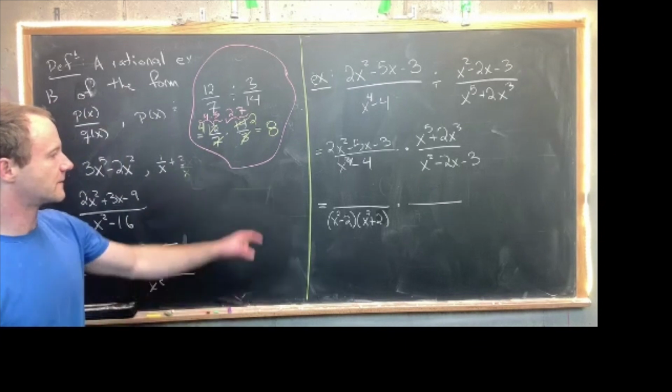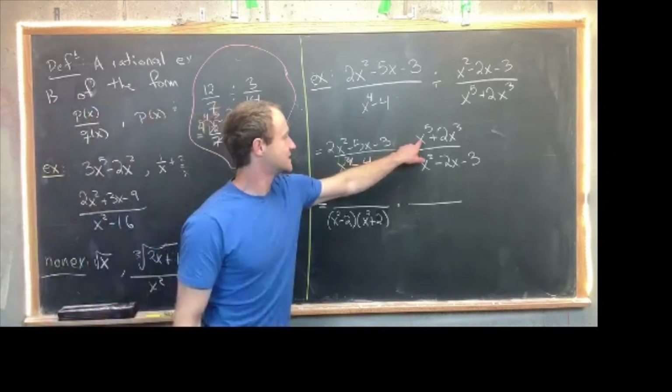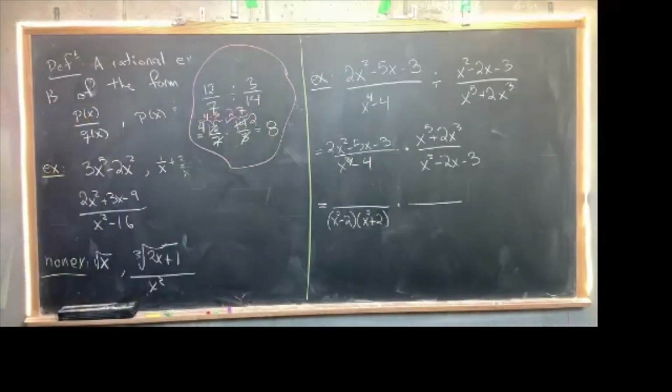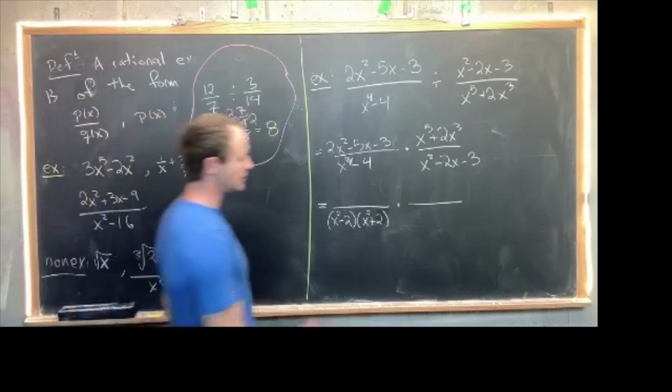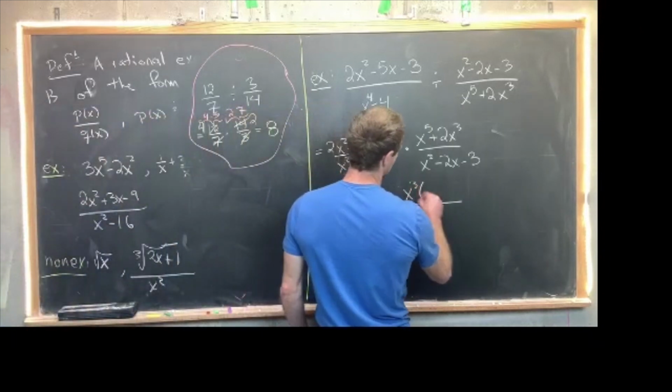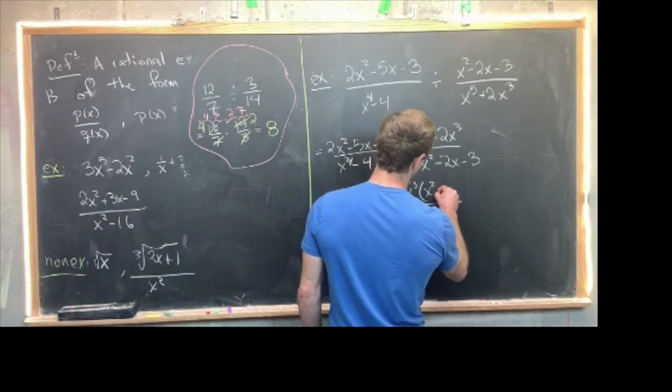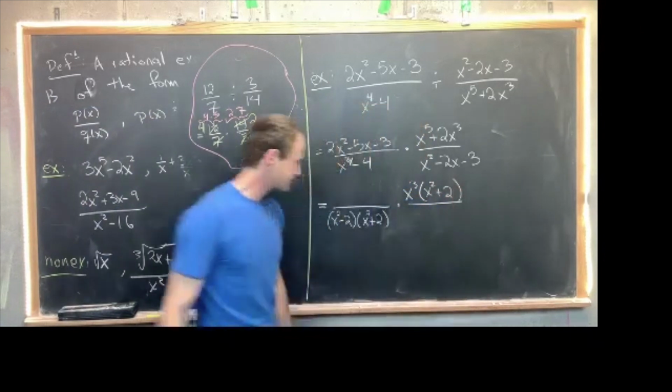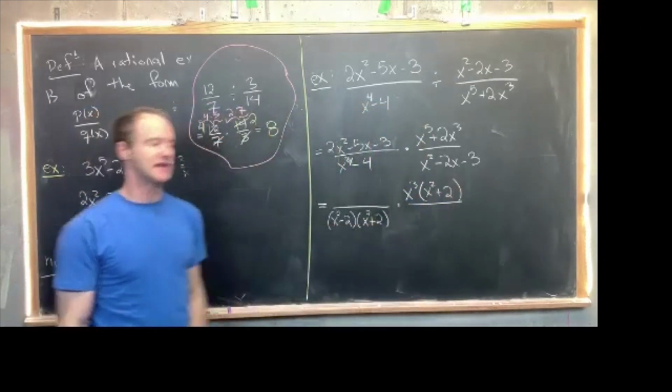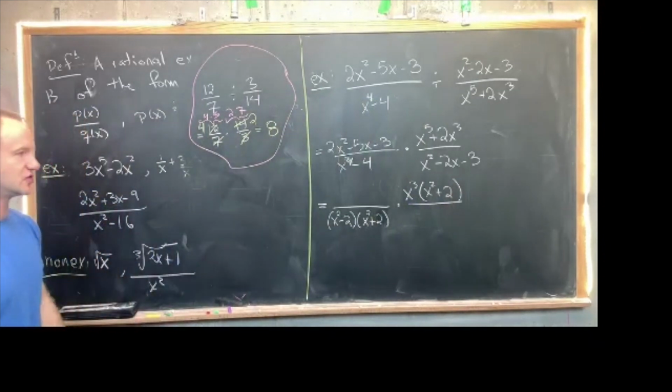Okay. Now let's go ahead and factor this. So notice we can take a greatest common factor out of this term. That's an x cubed. So we can take x cubed out, and we're left with x squared plus 2. Now we already see some things that we can cancel, but maybe let's not do that just yet.